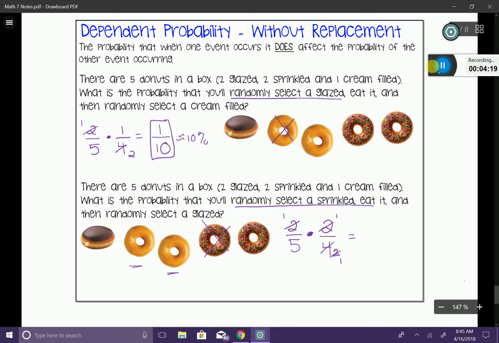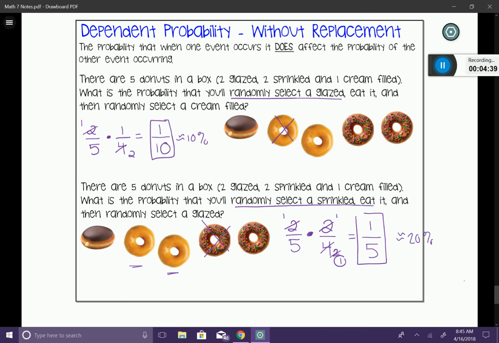So my numerators are 1 times 1, which is 1. And my denominators are 5 times 1, which is 5. So you can see that the chance of this actually happening is 1 in 5, which is about 20%. So this is a little bit more likely than the other situation.